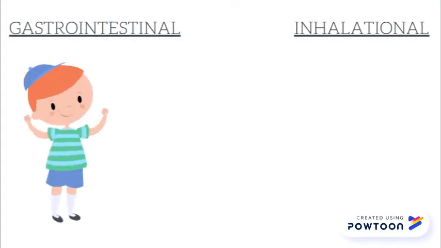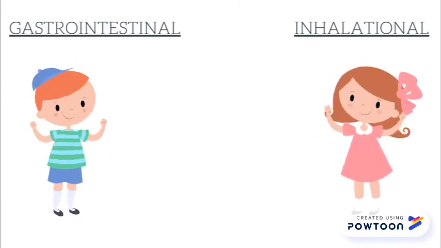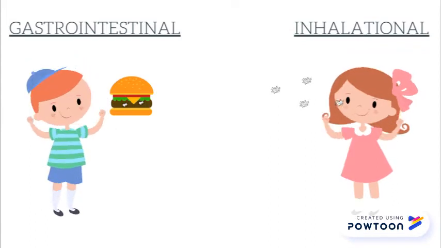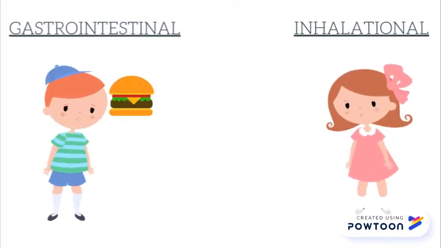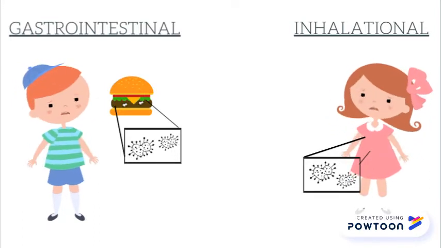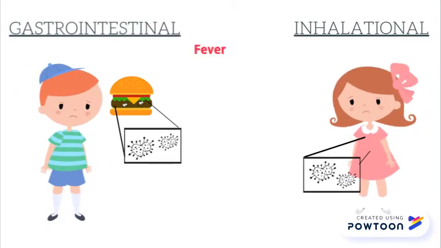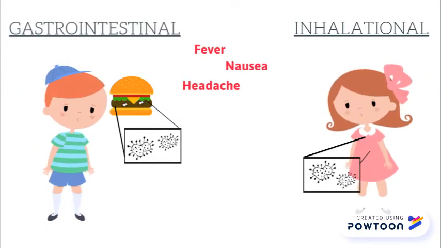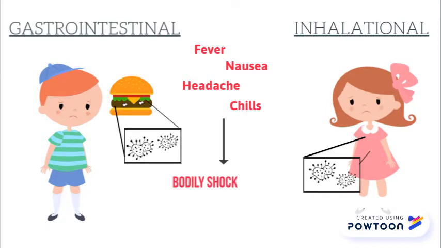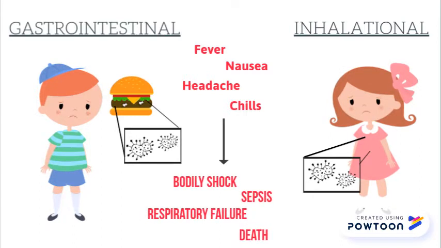The next 2 modes of entry are gastrointestinal and inhalational infections, in which the microbe is transmitted into the new host via ingestion of contaminated food or inhalation of airborne spores, respectively. Both are considered to be extremely severe, as they can quickly escalate and become deadly in a matter of days. They are difficult to treat due to the fact that they are almost undetectable in the early stages of onset, appearing to resemble flu-like symptoms. If undiagnosed, they can lead to bodily shock, sepsis, and respiratory failure. At this point, the disease is almost certainly fatal.